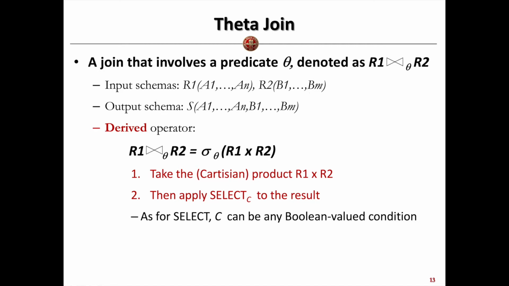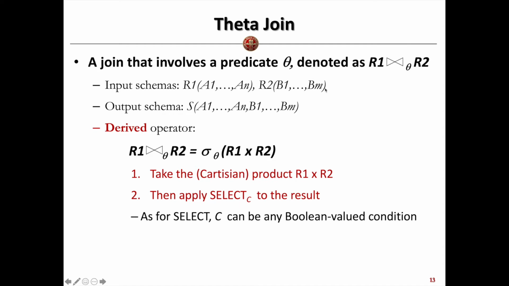Then how about the output? The output will also be a relation, which we can represent as a relation S. As to the attributes inside S, we have A1 to AN and B1 to BM. We combine all the attributes in both R1 and R2.